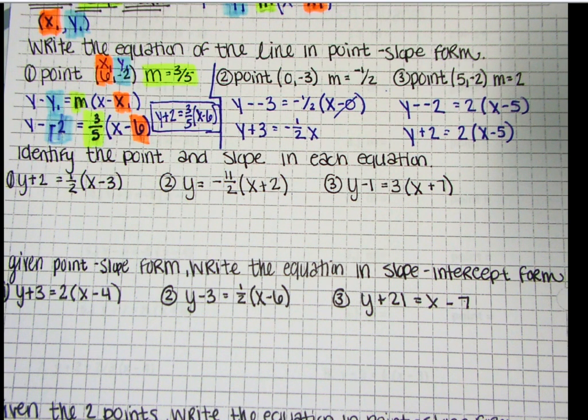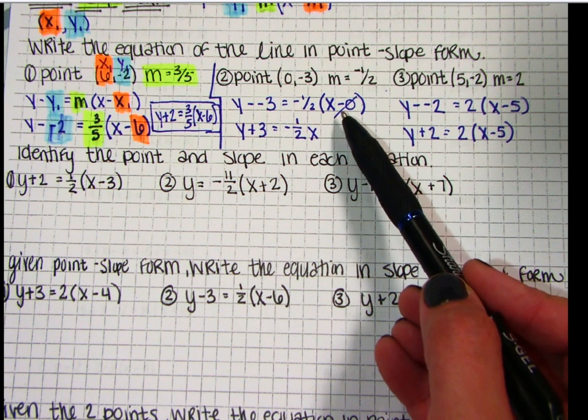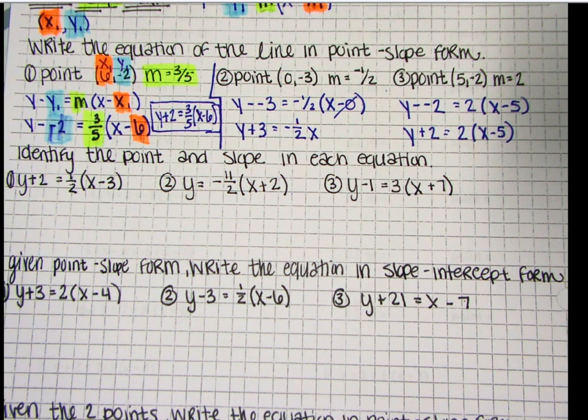So number 2, you do not have to write minus 0. If you ever have something that has minus 0, you just don't have to write it. So we can just leave it as y plus 3 equals negative 1/2 x. You don't have to put the minus sign, and you can take the x out of parentheses as well.